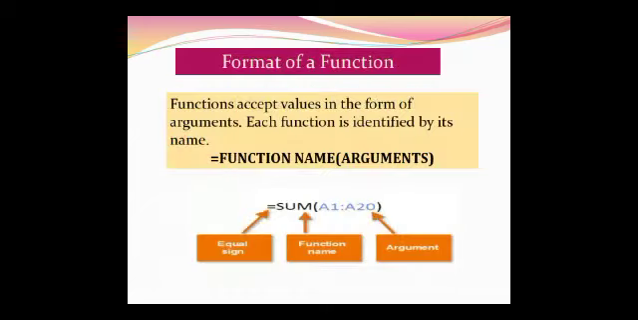Now let us see what is the format of writing a function. Functions accept the values in the form of arguments. Children, arguments are written in brackets with the function and each function is identified by its name. So the format will be equal to, function name, and the arguments which are written in the bracket. For example, =SUM(A1:A20). Here I have taken the range A1 to A20. So all the numbers which are written in the cells A1 to A20 will be added up by the SUM function.